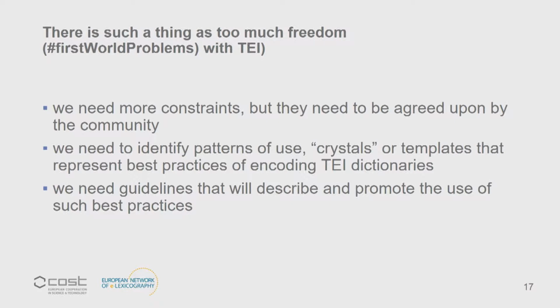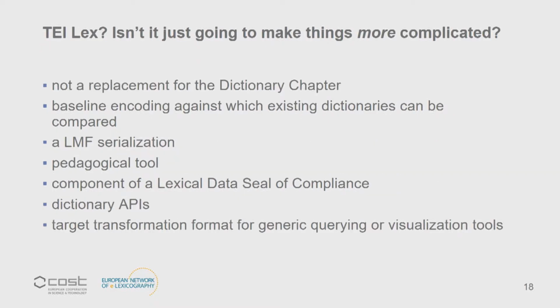We need to identify patterns of use or crystals or templates that represent basic practices of encoding TEI dictionaries. And we need guidelines that will describe and promote the use of such practices. And this is where Working Group 2 comes in, because our deliverable is not just guidelines, but something that we have called TEI Lex. TEI Lex is basically a more constrained subset of TEI, which prescribes precisely the kind of elements and attributes that you can use.